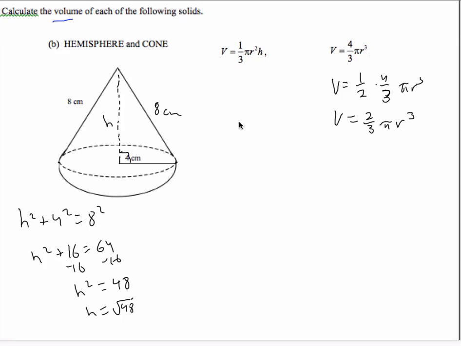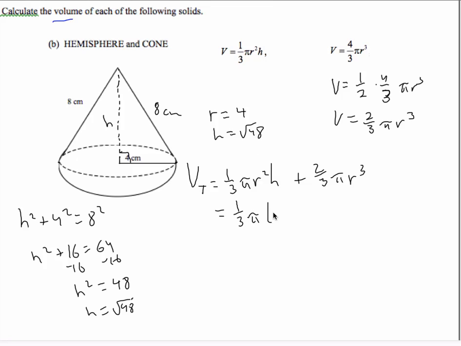Alright, so total volume, if I add them both together, is going to be 1/3 pi r squared h plus 2/3 pi r cubed. And then I can substitute in everything that we have, right? So we have r equals 4 and h equals root 48. So I'm just going to substitute that in. 1/3 pi times 4 squared times root 48 plus 2/3 pi times 4 cubed.